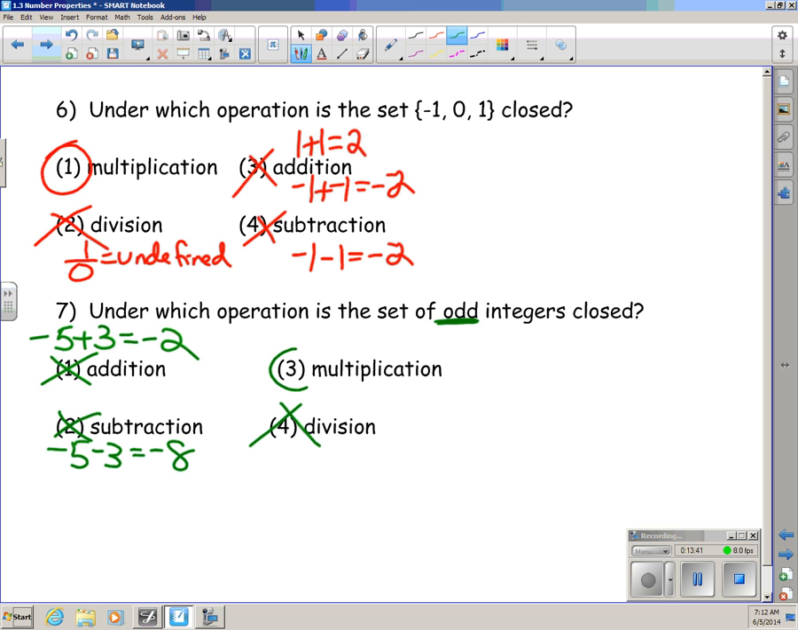And we know division isn't going to work, so our answer is going to be multiplication. If you multiply two odd integers, you're going to get an odd integer. So you want to reproduce a number that's in the set.